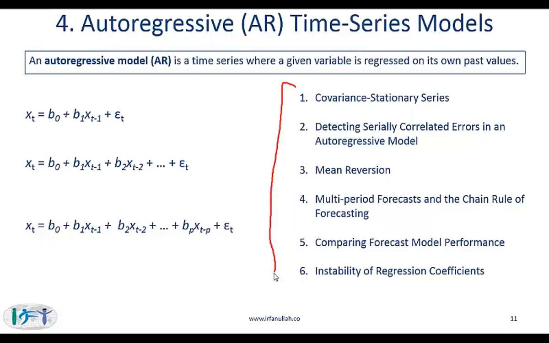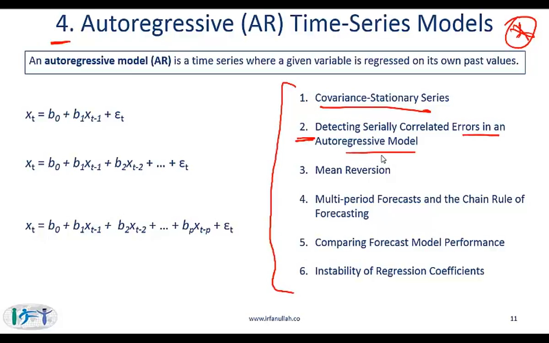What I've done here is listed all the subsections in this particular section 4, and I would say that this is one of the most important sections in the reading. It's also one of the longest. Section 4.1 deals with this concept of covariance stationary series. Then we will talk about detecting serially correlated errors in an autoregressive model.